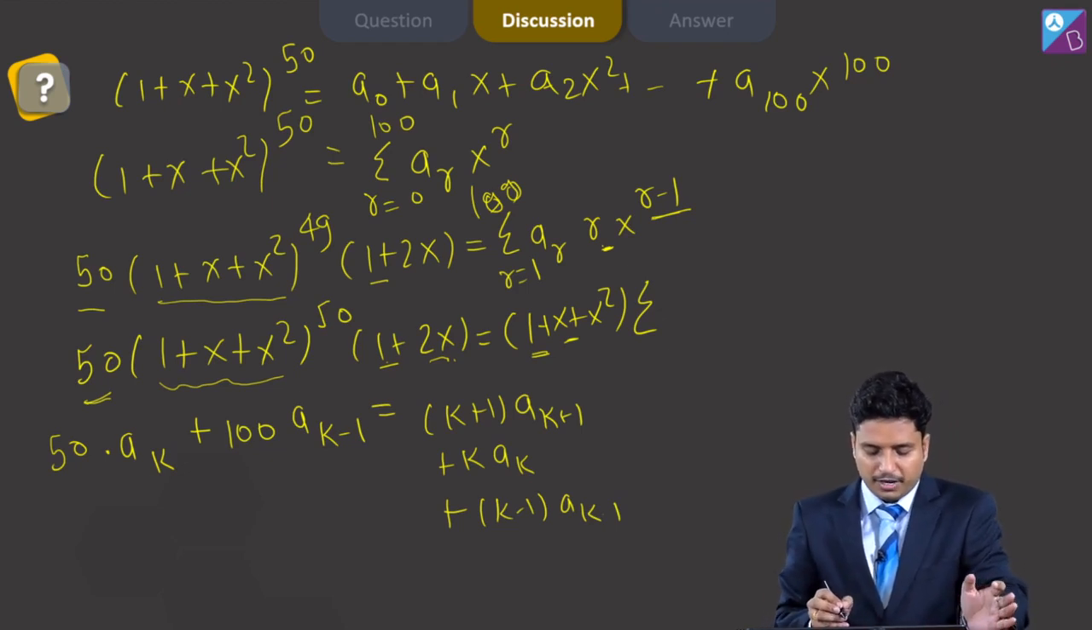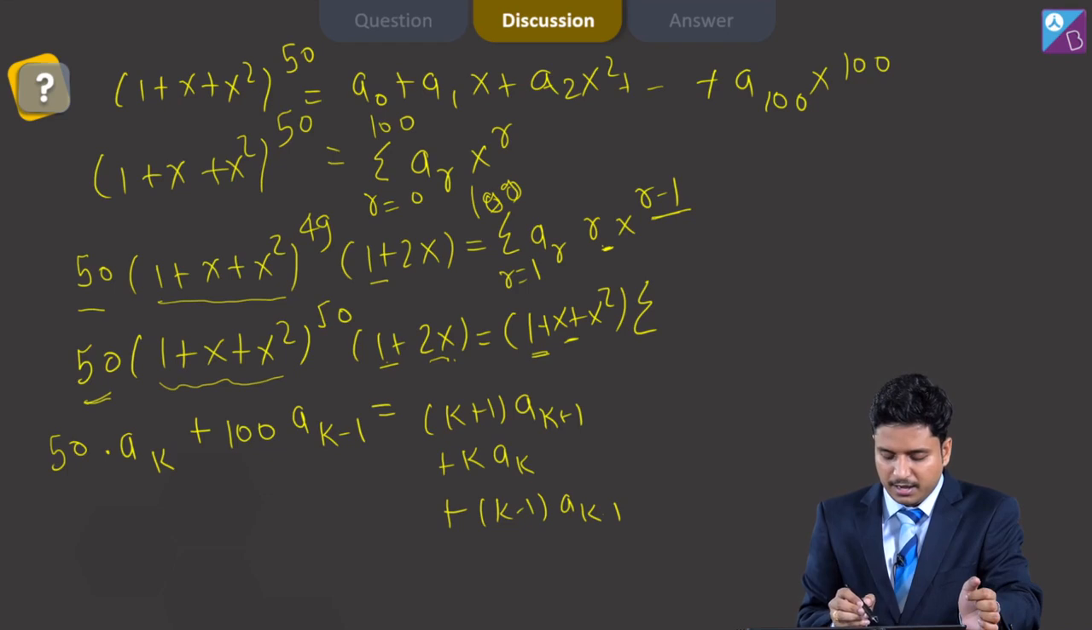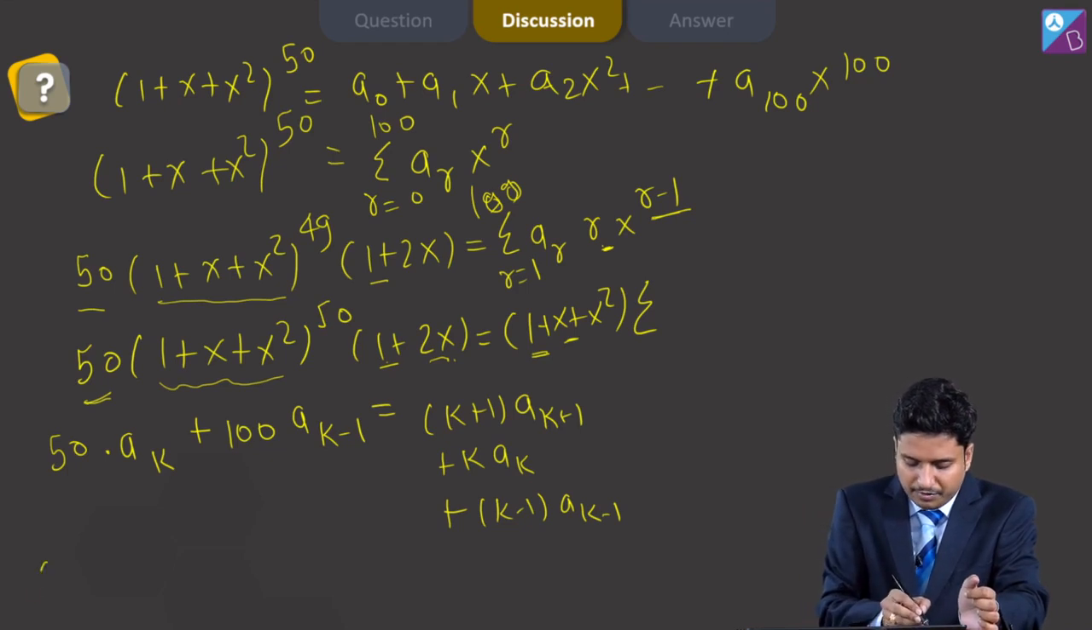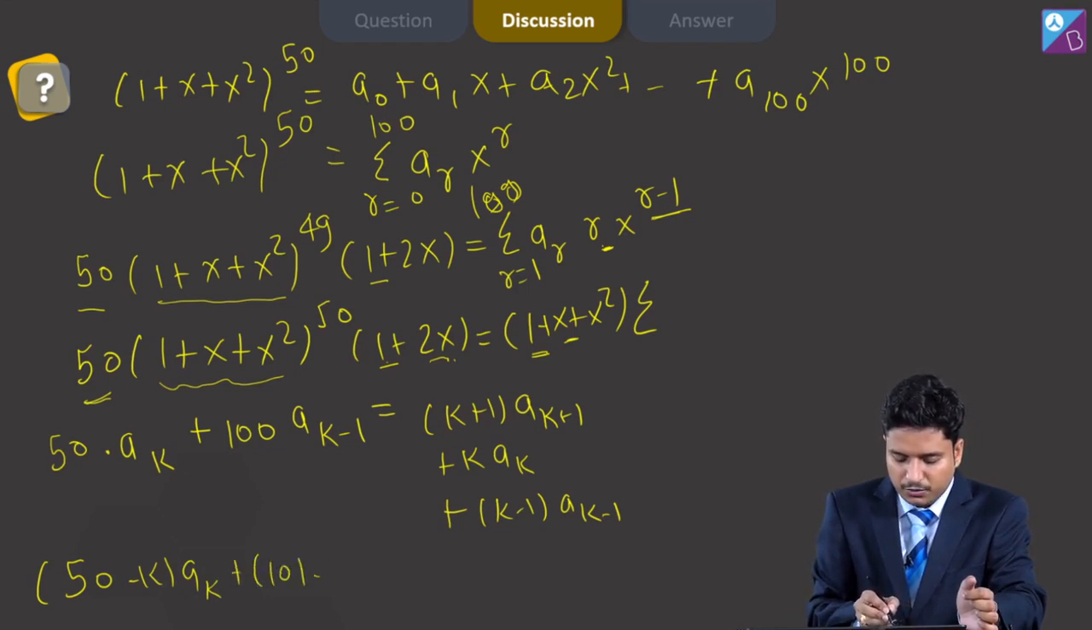Now this is your acquired term. Now you can club these terms. 50 ak plus 100 a(k-1) is equal to (k+1) a(k+1) plus k ak plus (k-1) into a(k-1). Now this term, (50 minus k) into ak, can be clubbed. This 100 a(k-1) and this is k minus 1. So this is (101 minus k) a(k-1) is equal to (k+1) into a(k+1).